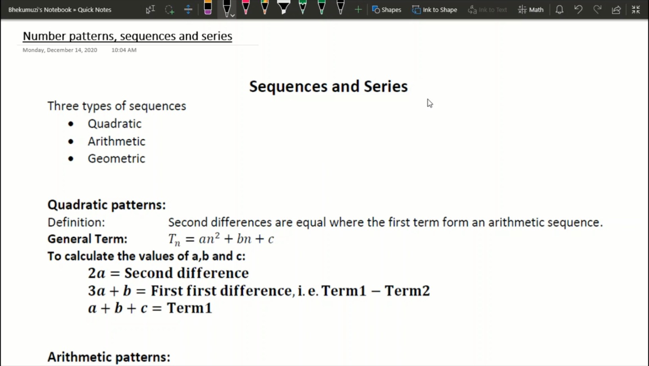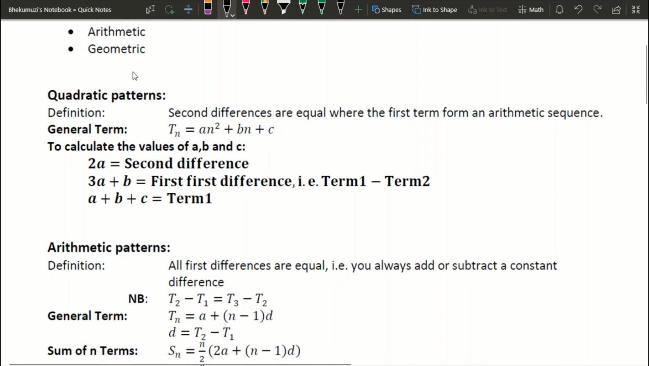Now, the topic that we're looking at today is sequences and series. With sequences and series, there are three types. The first one is the quadratic sequence, which we were introduced to in grade 11. Then we have the arithmetic sequence, and then the geometric sequence. All three are quite important, but the geometric and arithmetic sequences are the more general and more widely used sequences. The first one we're going to look at is the quadratic patterns.